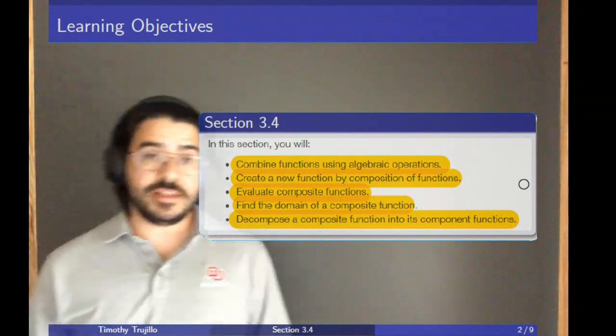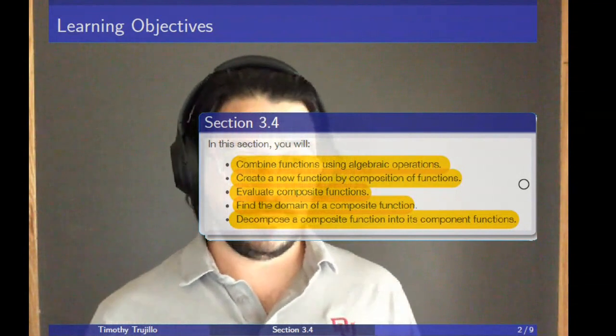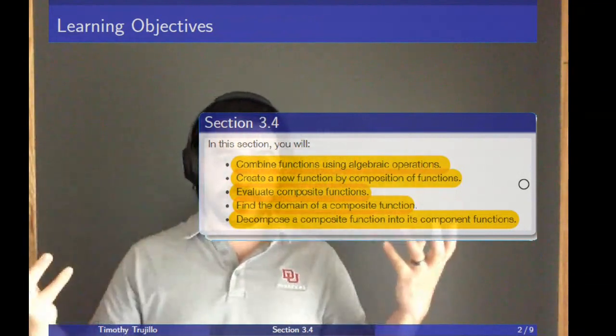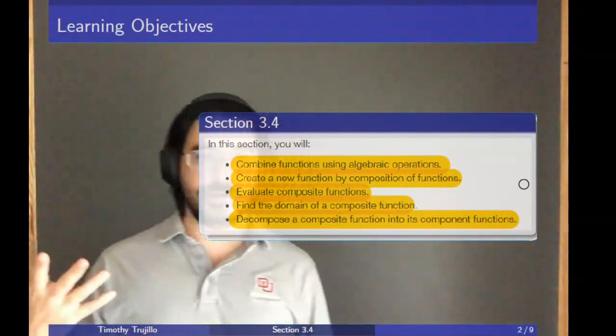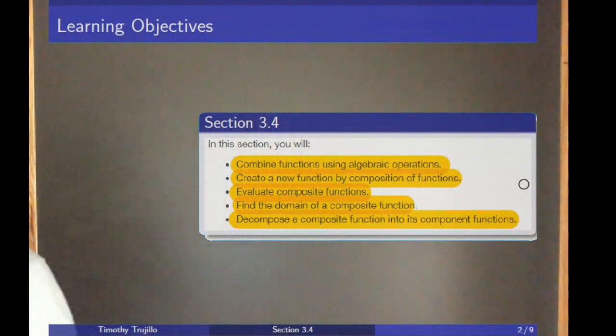But I should say that that last objective is particularly important for those of you going on to calculus. To recognize when some expression is a composition of other functions is really important because it'll indicate the steps that you'll take in calculus. There are going to be some important rules that depend on compositions of functions.